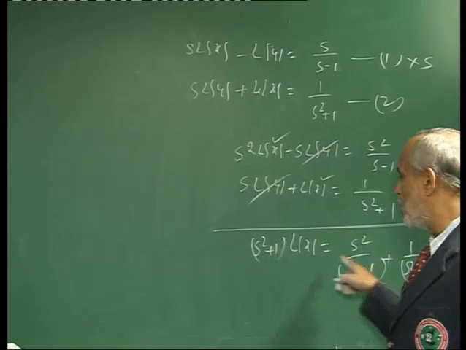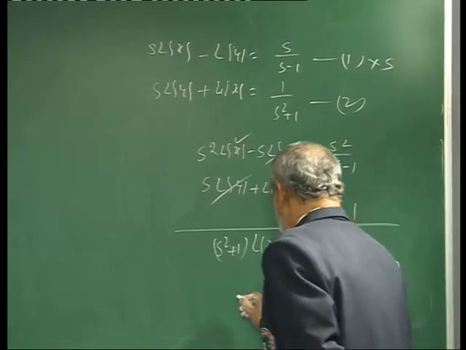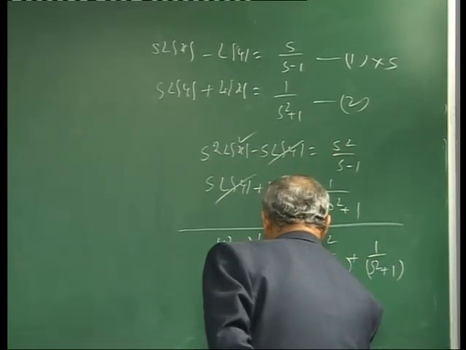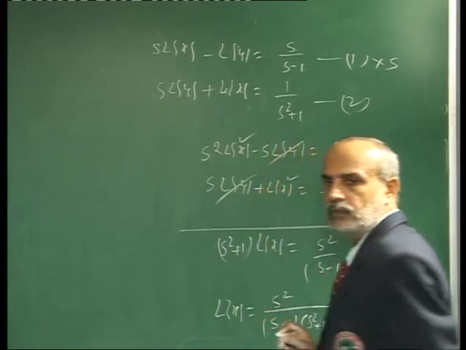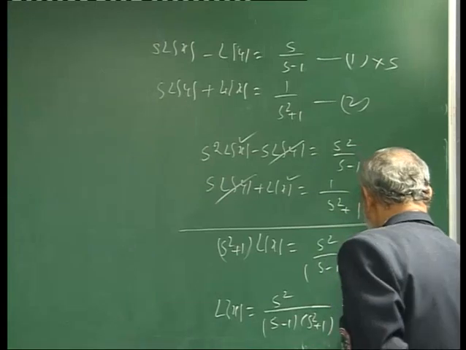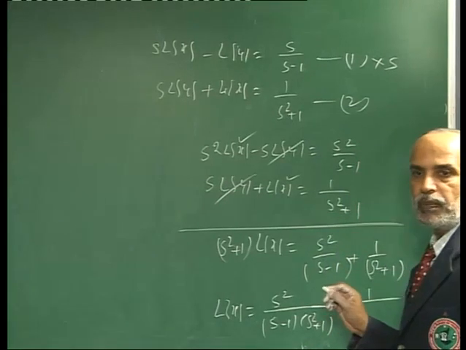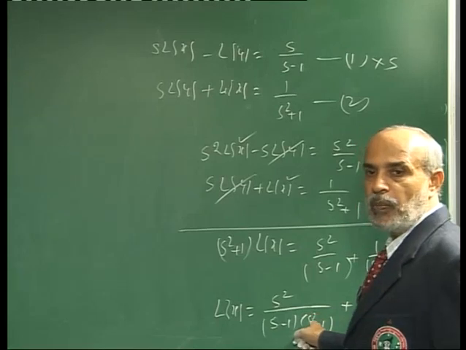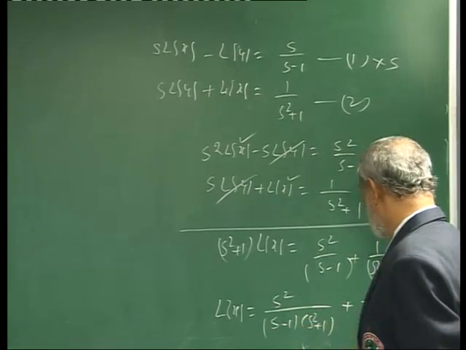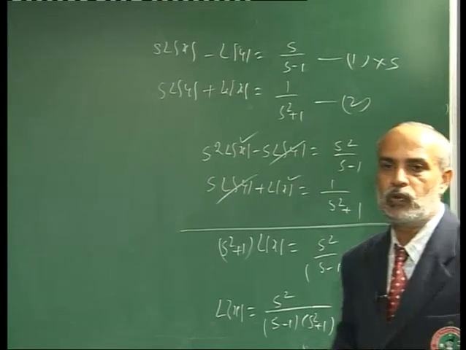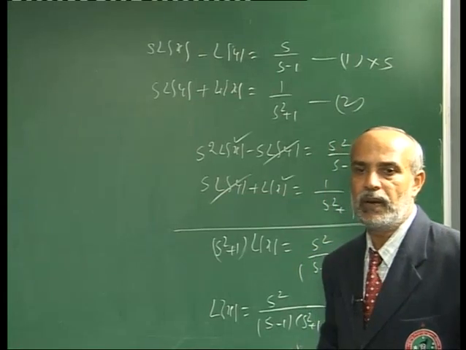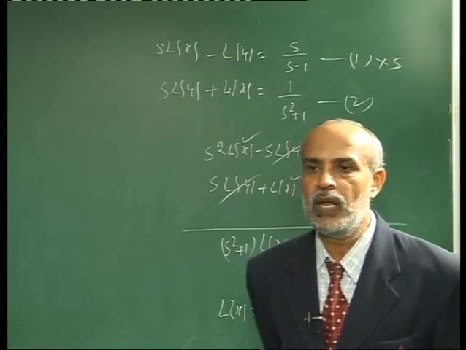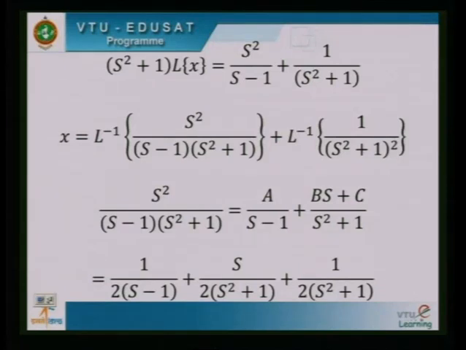See, now S squared plus 1 you can transfer to RHS, then what you get? L of x is equal to S squared divided by S minus 1 into S squared plus 1 plus here 1 divided by S squared plus 1 into S squared plus 1 can be written as S squared plus 1 whole square. See, now you can solve by partial fractions. This is S squared by S minus 1 into S squared plus 1 plus 1 divided by S squared plus 1 whole squared. You can solve by partial fraction, that is S squared divided by S minus 1 into S squared plus 1 is equal to, can be written as A divided by S minus 1 plus BS plus C divided by S squared plus 1.